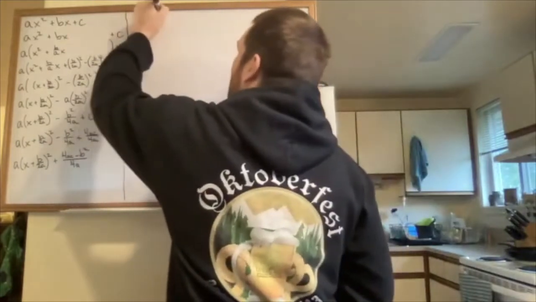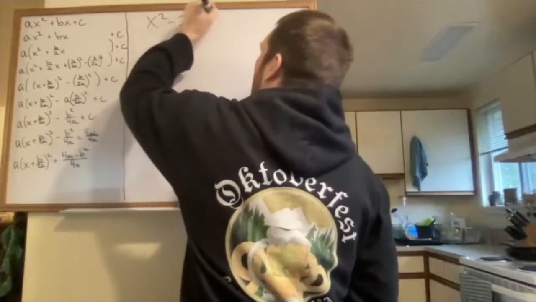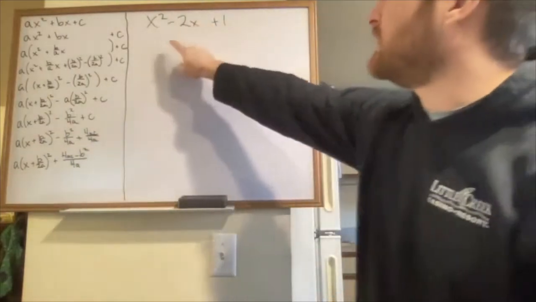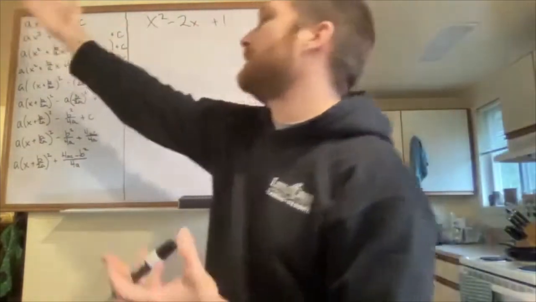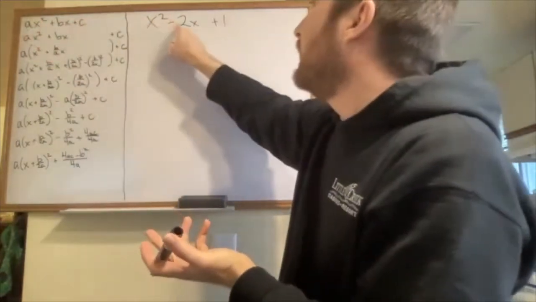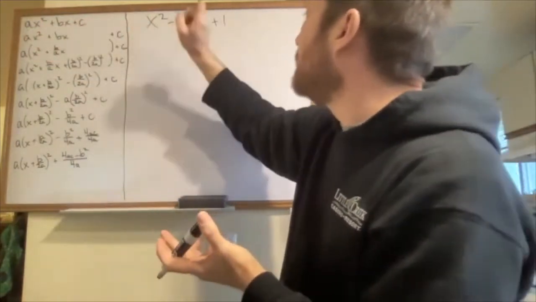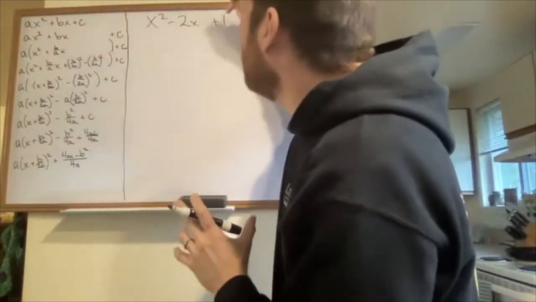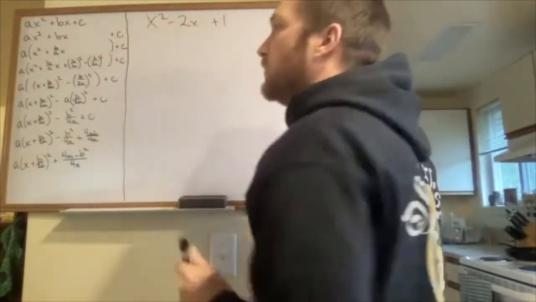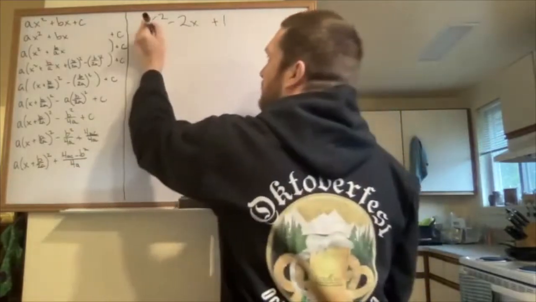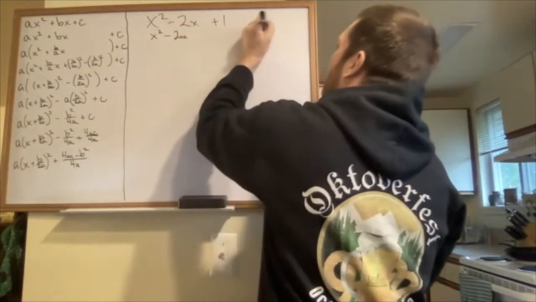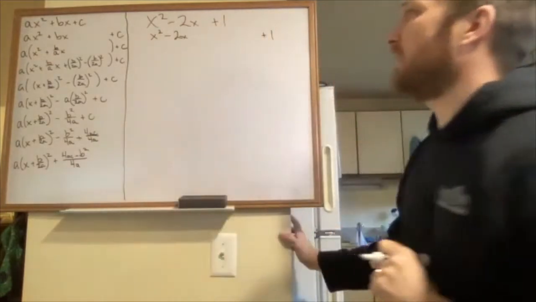We're going to do x squared minus 2x plus 1. So this is our given thing. We can see the A happens to be a 1, the B is a -2, and the C is a +1. The first thing we need to do is give ourselves some room. So I'm just going to say, okay, x squared minus 2x, give myself some room, and put that 1 way over there.